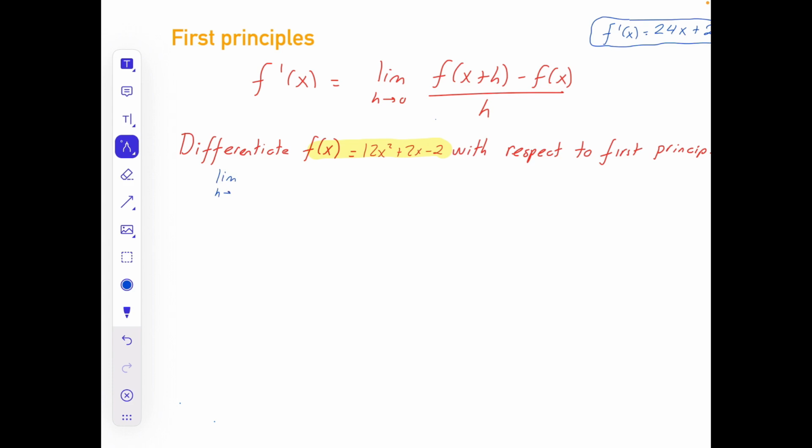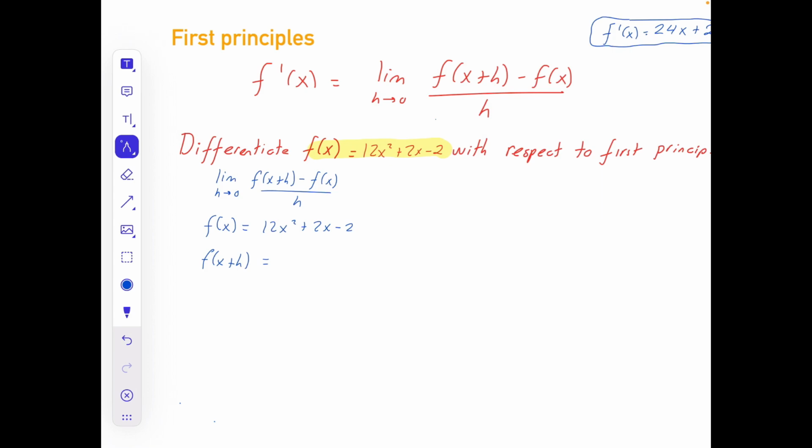Okay, so we're asked to differentiate. It says first principles. First thing I'm going to do, like all topics, I'm going to write down my formula. Okay, you need to know that off by heart. So we need all the different parts. So luckily I know what f of x is, so I can just write down f of x is equal to 12x squared plus 2x minus 2. Okay, so I know this part. I need to find f of x plus h.